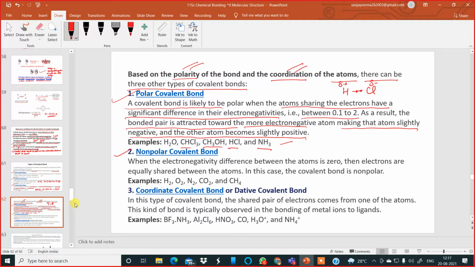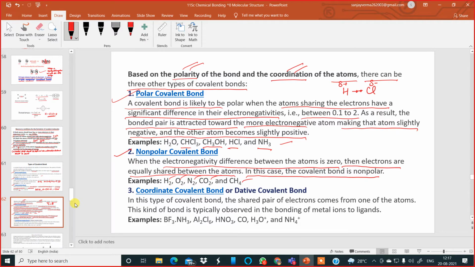Then moving to the next classification of covalent bond, non-polar covalent bond. When we are talking about non-polar covalent bond, please keep in mind that the electronegativity difference between the two atoms is negligible or zero, to be more accurate. Then you will find the electrons are equally shared between the atoms. In this case, the covalent bond is non-polar. So we can have a look: hydrogen, oxygen, nitrogen, carbon dioxide, methane. These are some examples of non-polar compounds where you will find non-polar bonds.